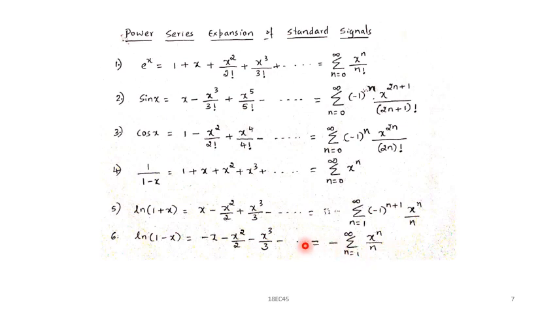So this is the power series expansion of some of the standard signals. If you are able to remember these equations, that is e to the power x, sin x, cos x, 1 by 1 minus x, here you can observe that the series are written in terms of powers of x. So instead of x, you can expect the problem in terms of z.